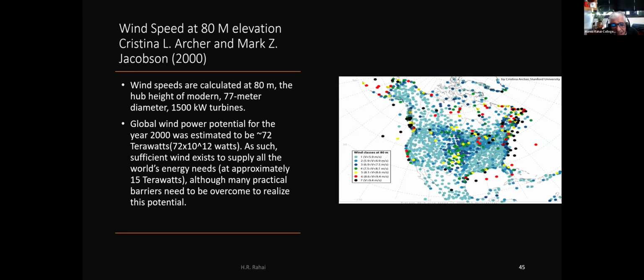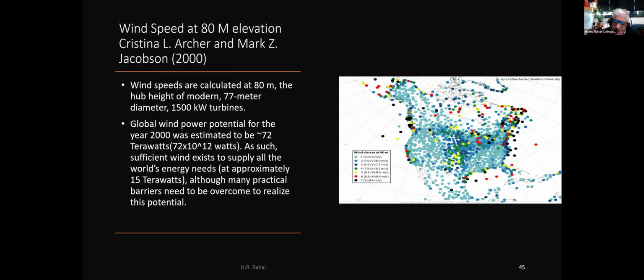The idea is that global wind power potential for the year 2000 was estimated to be 72 terawatts. As such, sufficient wind exists to supply all the world's energy need at approximately 15 terawatts, although many practical barriers need to be overcome to realize this potential. Obviously, there is a lot of wind at that high level, but the challenge is how do you capture that wind and transmit the energy to Earth or to the local area for usage.